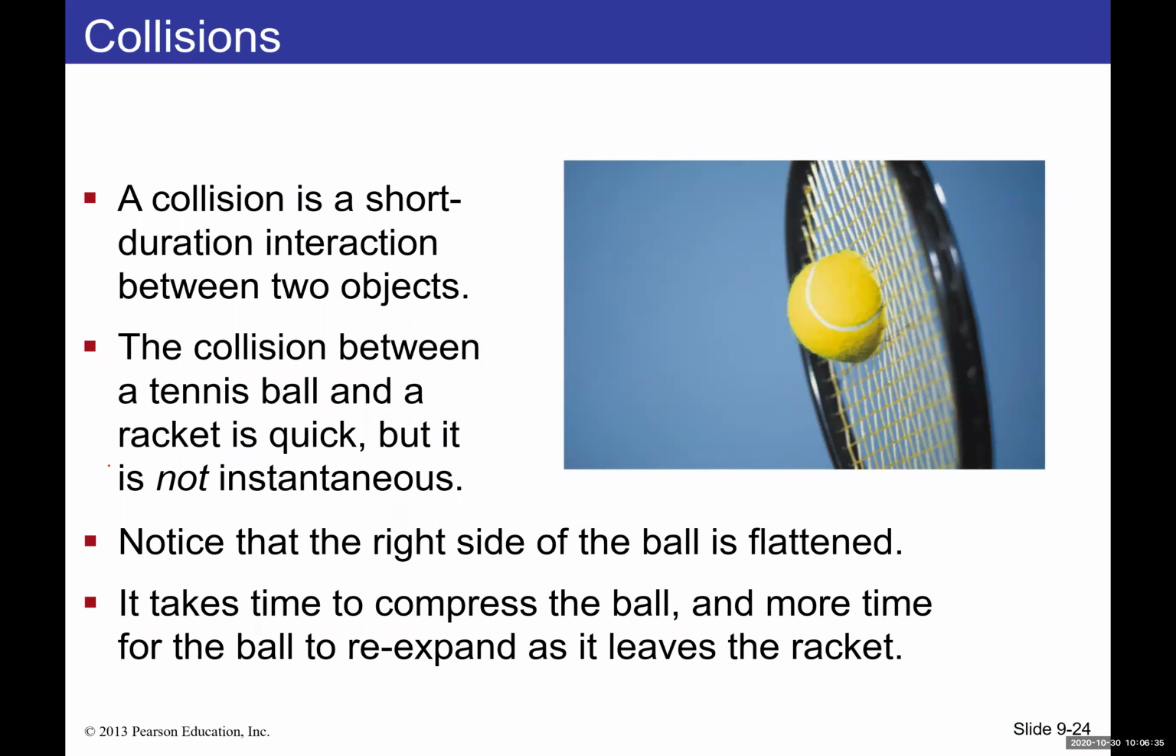As I mentioned, momentum is very important and very useful when we consider collisions. A collision, like a tennis ball striking the racket, is an interaction between two objects, a racket and a tennis ball, and that happens very quickly. But even if it happens very quickly, there's a finite time that we have to take into account. So it's a short-duration interaction, but such that delta t technically can be measured and calculated. None of the collisions are instantaneous.